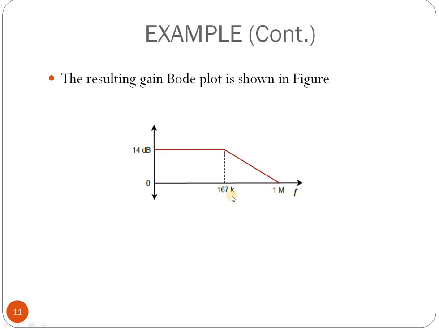So here is the resulting gain Bode plot. It is also called the Bode plot or the frequency response curve, and you see that the highest gain is 14 dB, that we calculated. It starts from here until 167 kilohertz, where it is constant. Then after 167 kilohertz, it starts to slope, until 1 megahertz. So in this way, you can draw the frequency response curve of an op-amp.